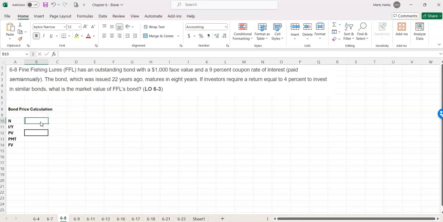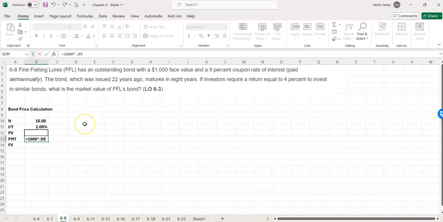we got 8 years semi-annually, so 8 times 2 is 16. The investors will require a 4% return, so 0.04 divided by 2, so 2% semi-annually. We're calculating PV, so the payment is $1,000 times the 0.09 and divided by 2.